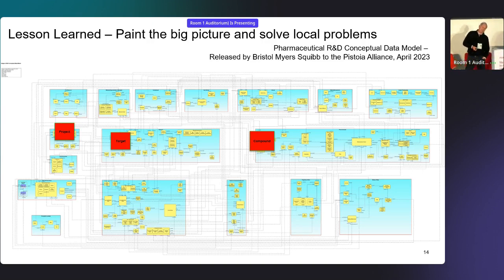Do we build another system? We've already got 400. Do we need a 401? Or do we just pull it together in a virtualized manner? And so this was a useful tool to paint the big picture and then go after and solve local problems.